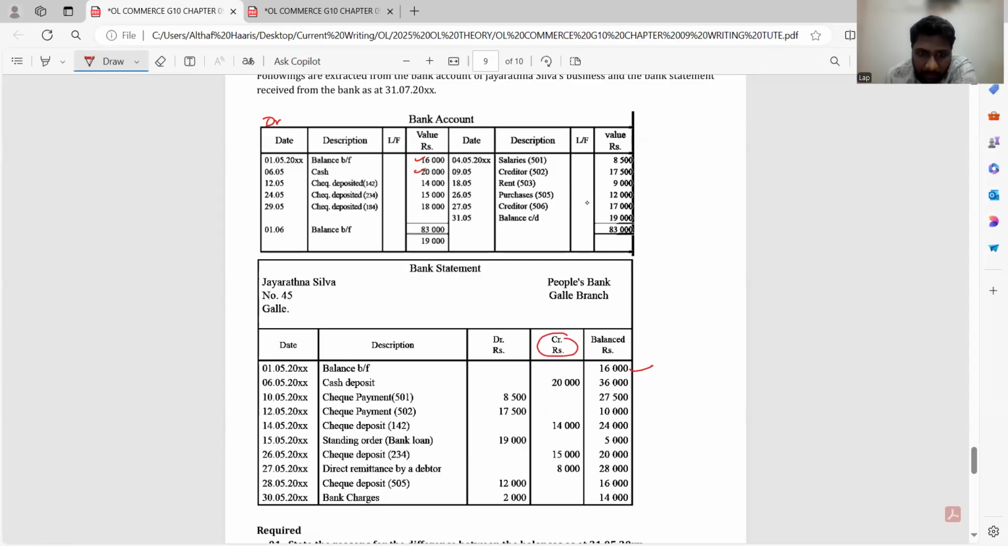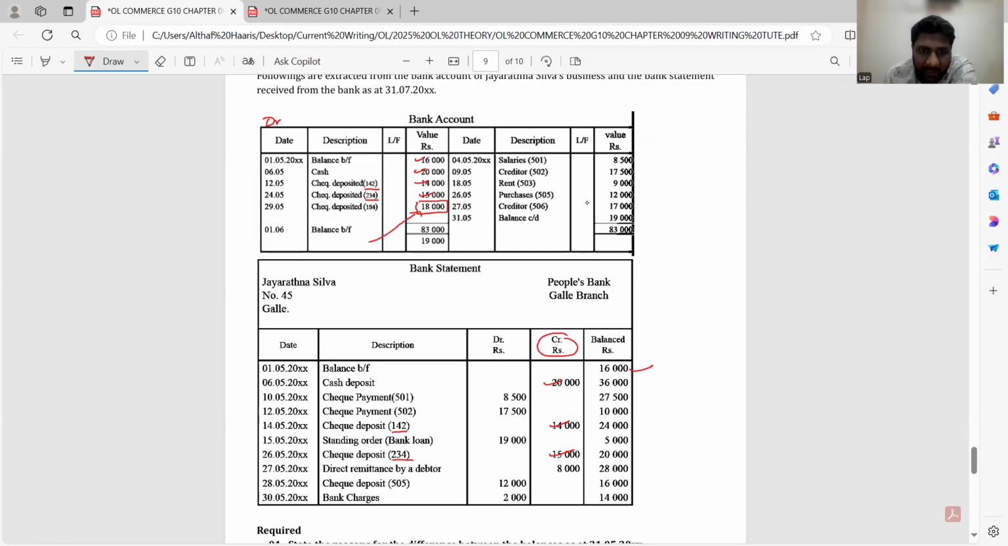20,000 cash deposit, 20,000. Check number 142, 14,000. 234, 15,000. 184 is not there. So what is this check, people? Help me with the word.